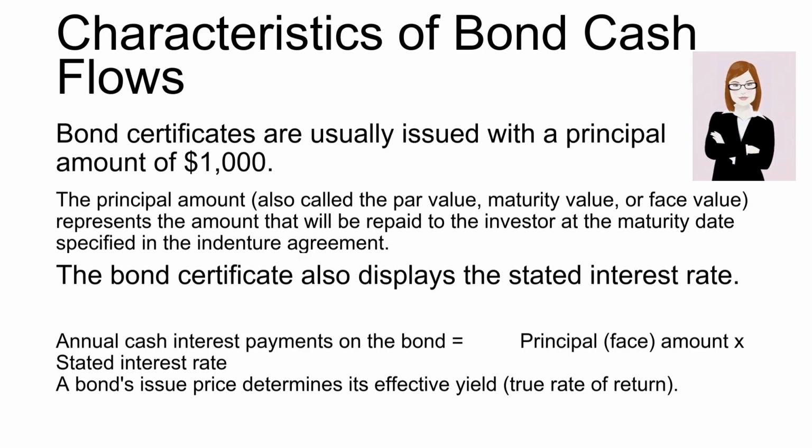Bond certificates typically have a principal amount of $1,000, known as par, maturity, or face value, repaid at maturity. The certificate shows the stated interest rate used to calculate annual interest payments, principal × stated rate. The issue price affects the bond's effective yield, indicating the true return rate.